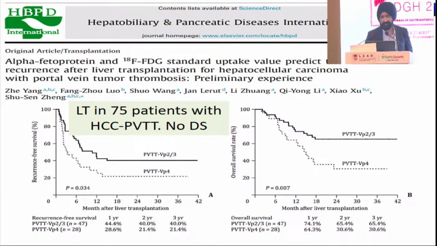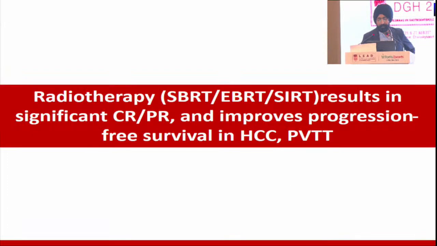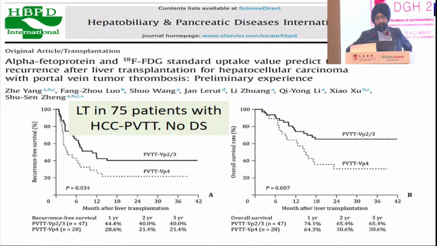Similarly, in another study from Zheng's group in China, there were 75 patients with HCC PVTT and no downstaging. As you can see, patients with VP2 and 3 had between 50 and 60% survival at 3 to 4 years. Again, this says that many of these patients haven't spread systemically when they have PVTT.